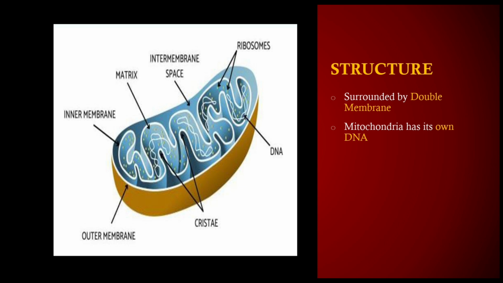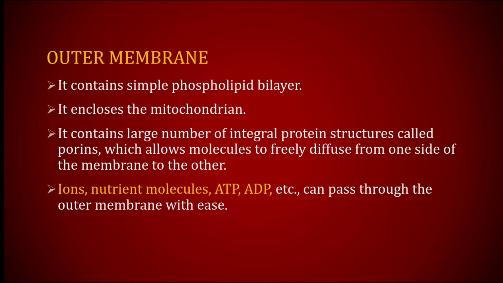This is the structure of mitochondria. The given diagram represents the parts of mitochondria. It's surrounded by a double membrane and also mitochondria has its own DNA. Mitochondria consist of several parts including the outer membrane. It contains a simple phospholipid bilayer.